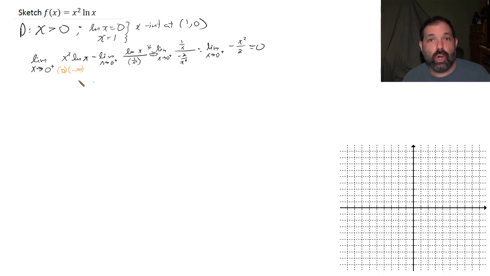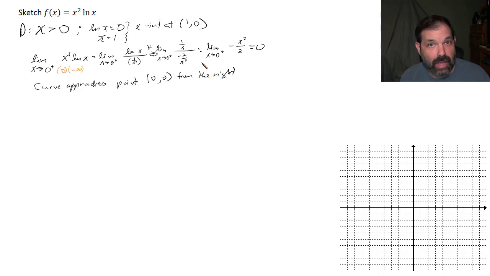So that means the curve approaches the point (0, 0) from the right. It is not an intercept. The curve does not actually hit that point. It just approaches the origin. So let me note that real quick. It approaches the origin. There will be an open point at the origin, not a solid point. So I'll mark that right away so I don't forget that.